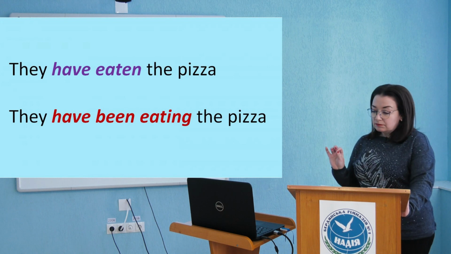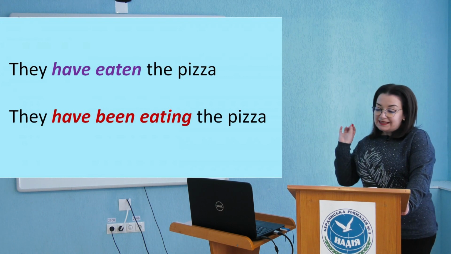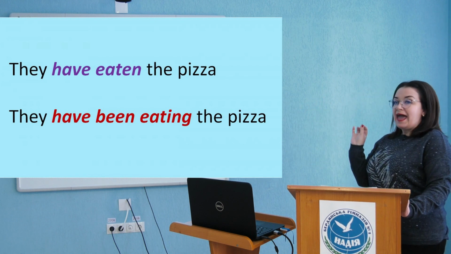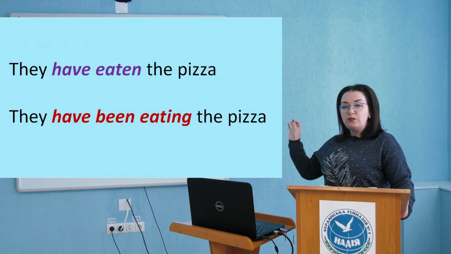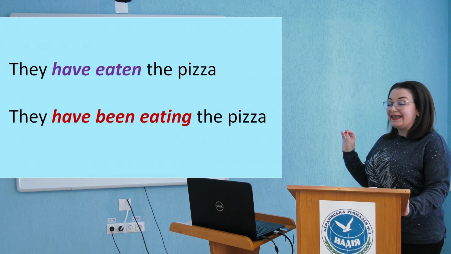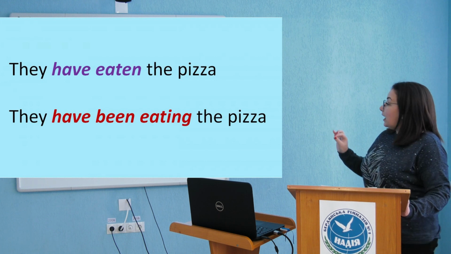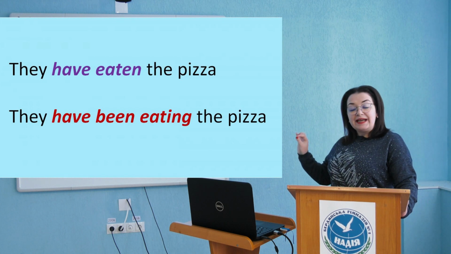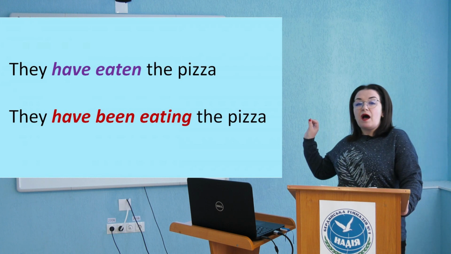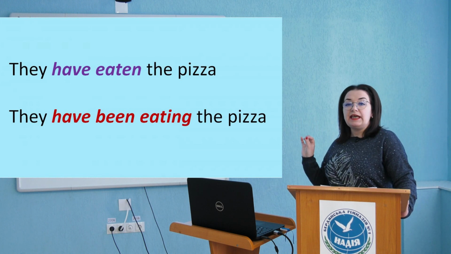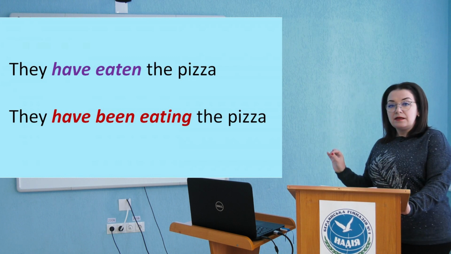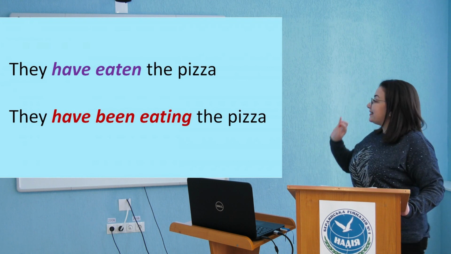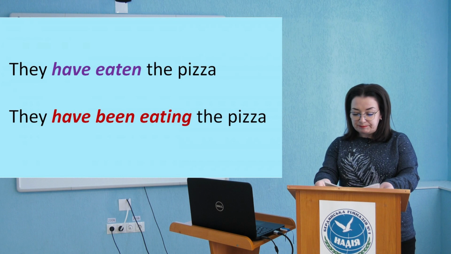The first example is the present perfect simple, and we have our auxiliary verb have and our main verb in the past participle form, eaten, you see. In the second example, they have been eating the pizza, we have the present perfect continuous tense. And again, we have our auxiliary verb, have in this case, but another word, been, and the main verb in the present participle form, or its continuous form, eating, as you see.